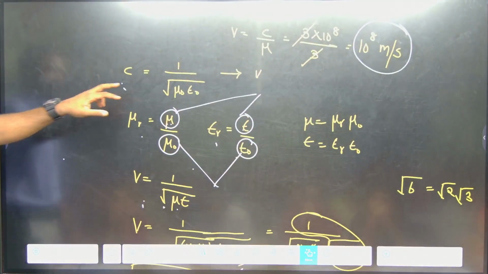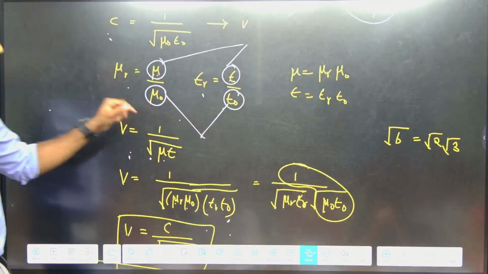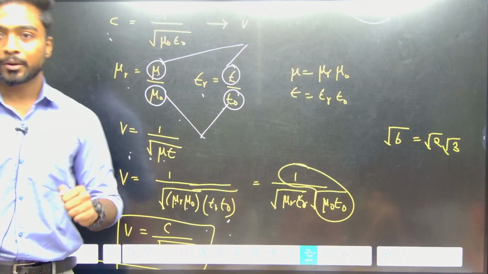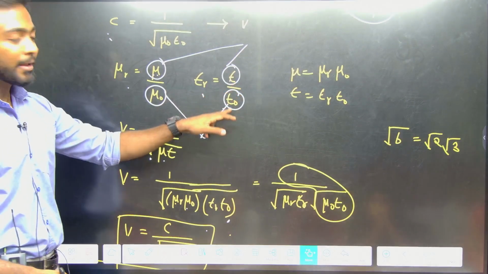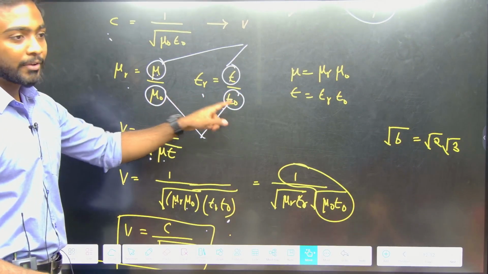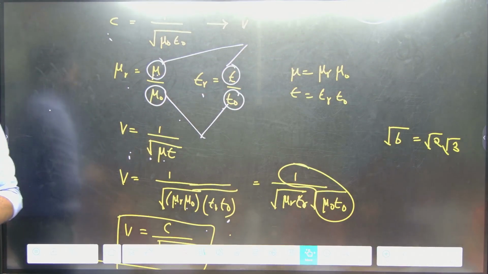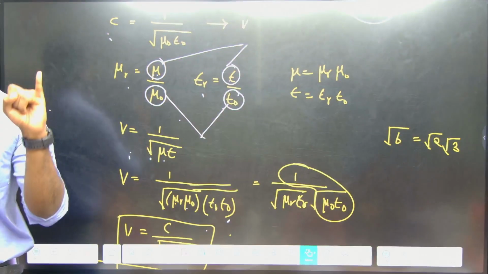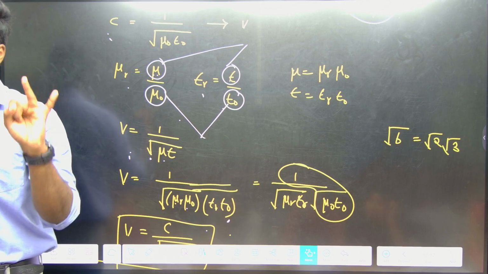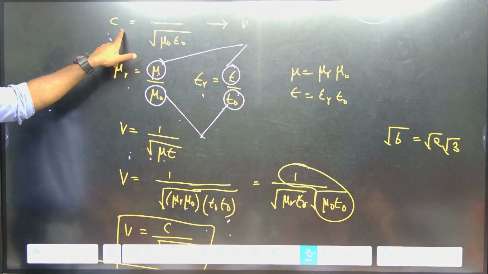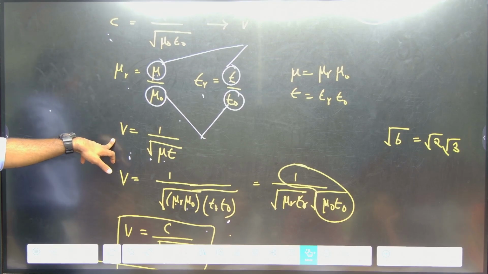So the value of C is nothing but 1 by root over mu naught epsilon naught, okay, and we know the relation between relative permeability and permittivity, okay, mu r is equal to mu by mu naught, epsilon r is equal to epsilon by epsilon naught. So this mu naught and epsilon naught we are talking about in terms of vacuum, and mu and epsilon in terms of any medium. We know that C, the speed of light, we are talking about in vacuum. V, the speed of light, we are talking about in any medium, okay. So we got the formula for speed of light in vacuum, but we need the formula for speed of light in any medium.